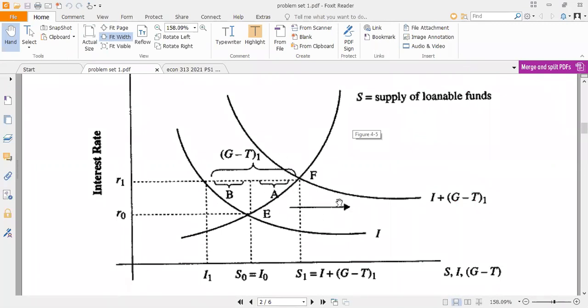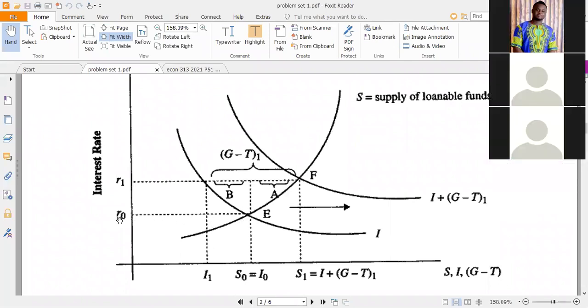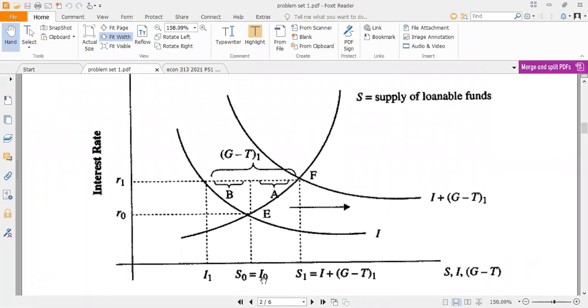Before the introduction of government activity, this was the equilibrium point because investment was just the demand side for the loanable funds. And then the supply side was the savings function. So this is the initial equilibrium point with the interest rate R0, and savings was exactly equal to investment. Now they've introduced the bond finance government spending.